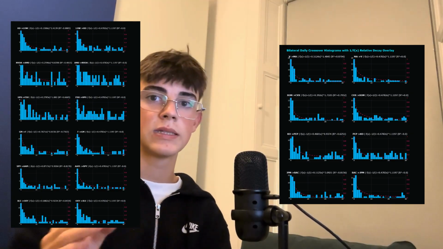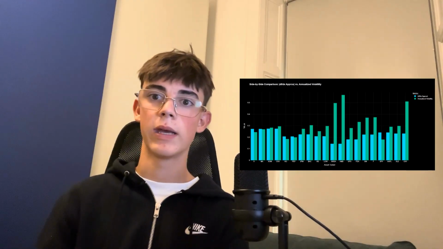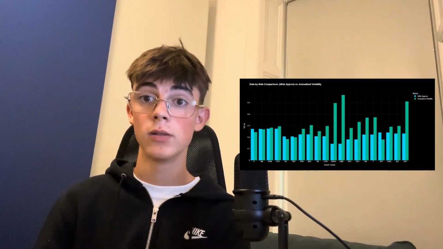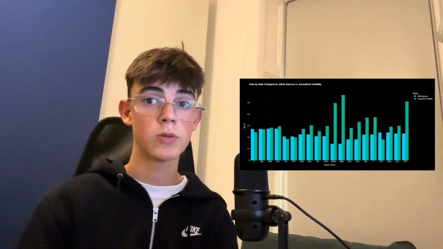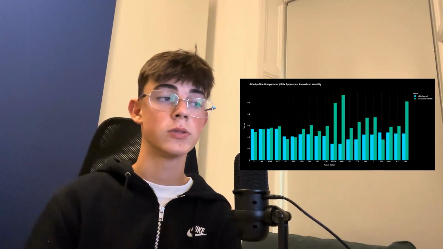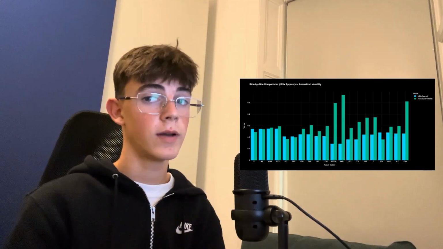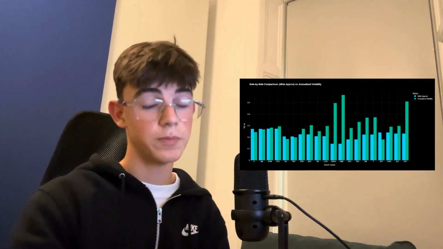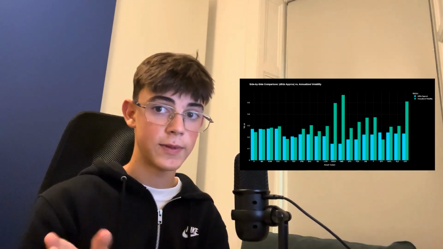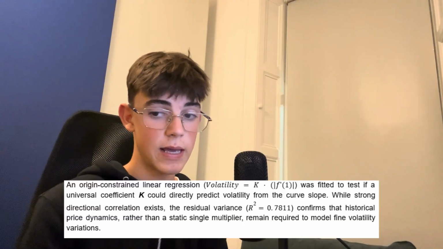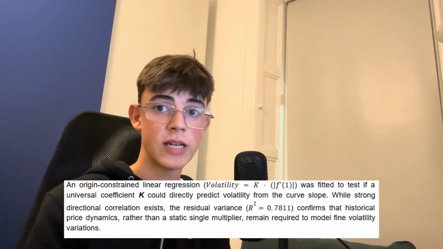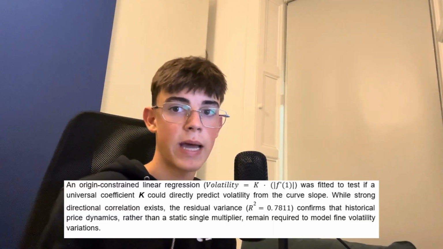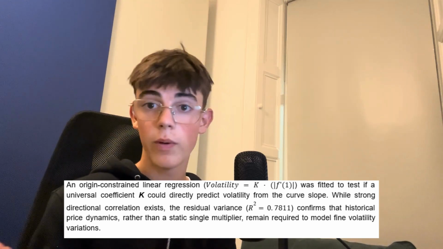So let's put this into quantitative language. We can define it as: the absolute value of the derivative of the function at point 1 is inversely proportional to the volatility of the stock pair. So now that we've seen with these 10 pairs that this happens, can we find a coefficient k such that volatility equals k times the magnitude of the function? Well, no.